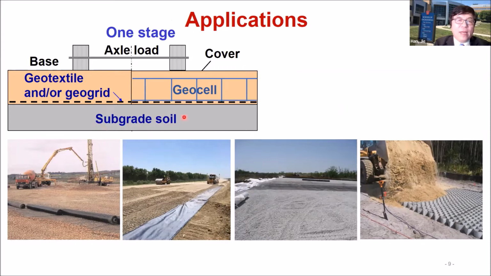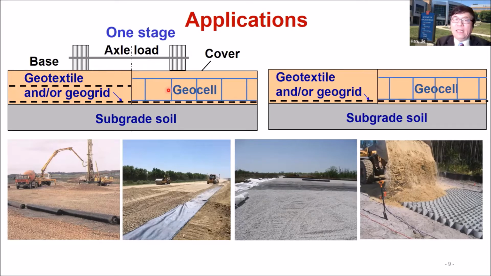Basically, if you have a soft subgrade and you place the geotextile or geogrid at the bottom here with base course, or you can use geocell. Now, if the base course is too thick, you may place another layer of geosynthetic to support the load. But this is basically a one-stage unpaved road.